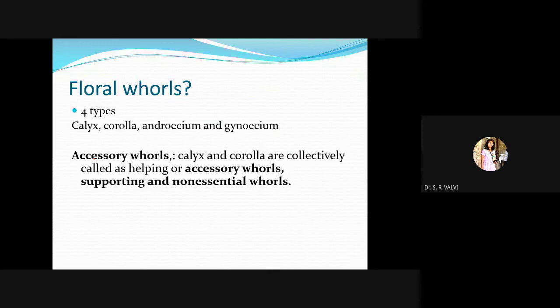They are only supporting the flower. Calyx protects the flower as well as helps in photosynthesis, whereas corolla protects the androecium and gynoecium, and it even helps in pollination, because by seeing the color of the petals, the pollinators visit the flower, right? And hence they are called non-essential. They are also called accessory whorls, right? They are also called helping whorls.